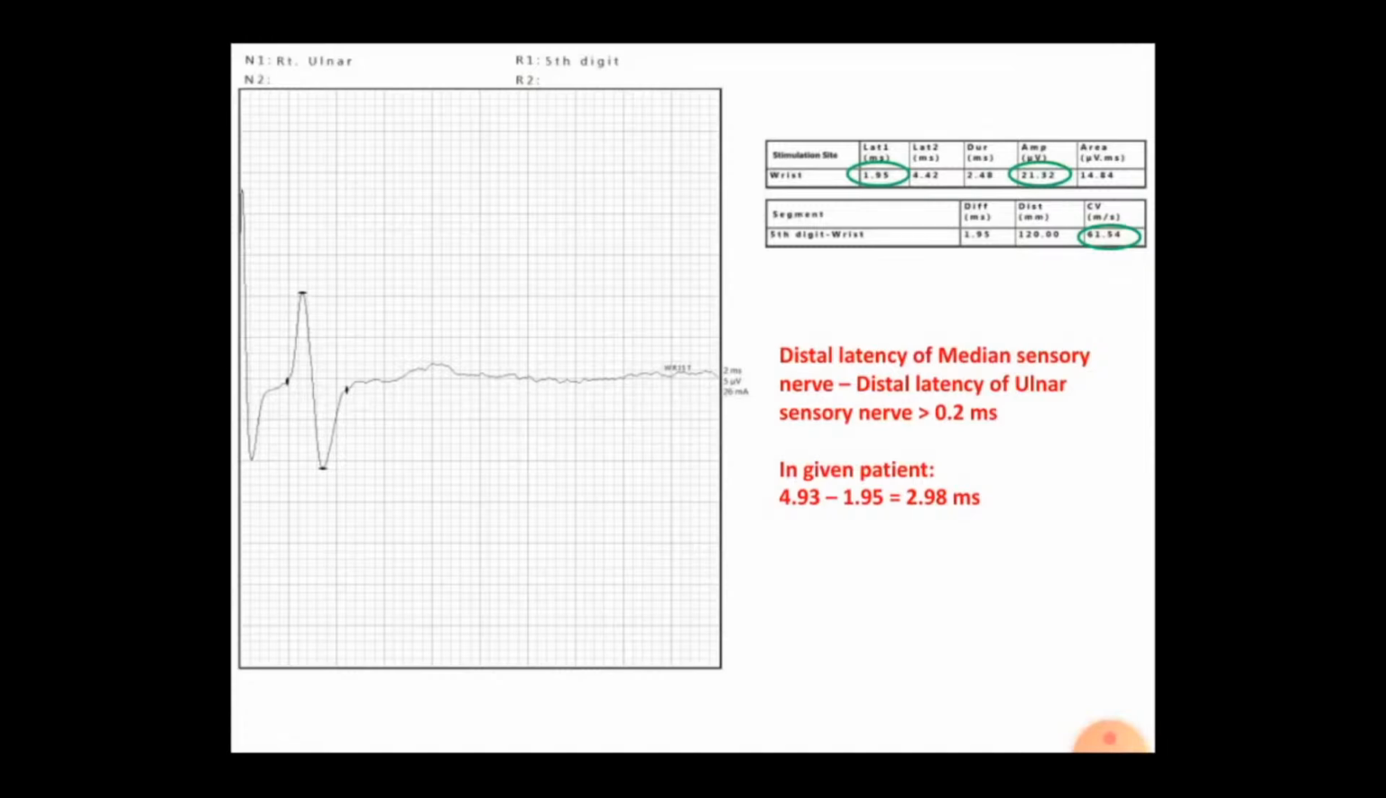In our patient, median sensory nerve latency was 4.93, and sensory ulnar nerve latency is 1.95. So 4.93 minus 1.95 is equal to 2.98 milliseconds. So definitely it is more than 0.2 millisecond. So it is again supporting the diagnosis of carpal tunnel syndrome.